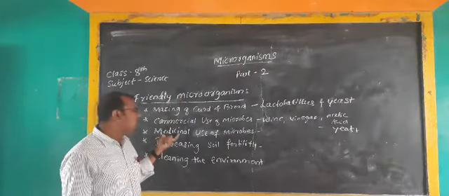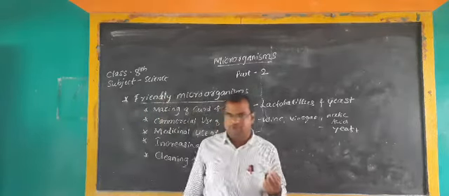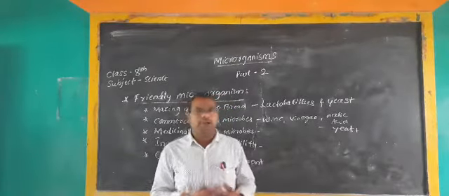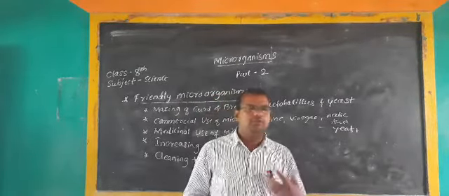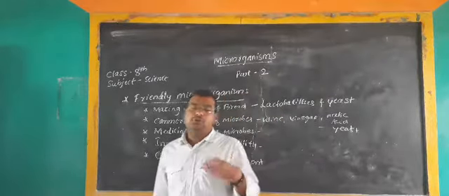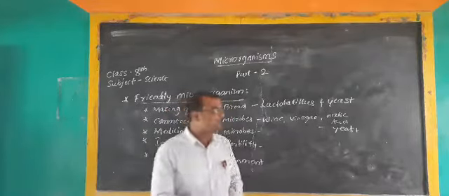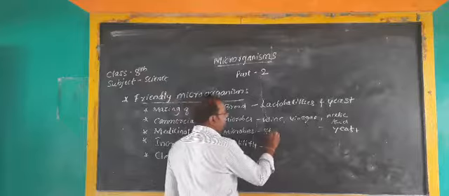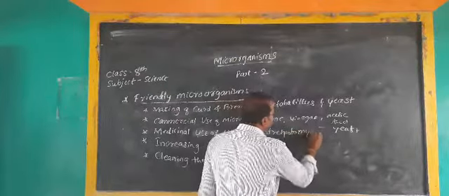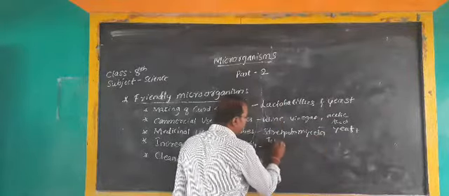The next is that microbes are useful in a medicinal way. Many medicines we are using are made by using microbes. As you know, whenever you go to the hospital, they give some antibiotics. Those antibiotics are prepared by using microbes. Some examples are streptomycin, tetracycline.